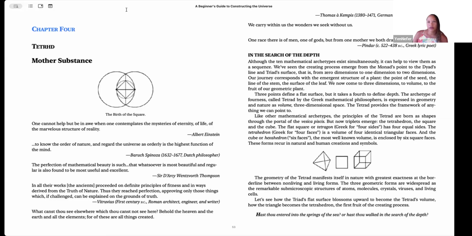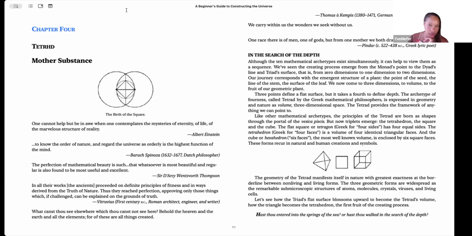In the search of the depth, although the 10 mathematical archetypes exist simultaneously, it can help to view them as a sequence. We've seen the creating process emerge from the monad's point to the dyad's line and the triad's surface. That is from 0 dimensions to 1 dimension to 2 dimensions. Our journey corresponds with the emergent structure of a plant: the point of the seed, the line of the stem, the surface of the leaf. We now come to 3 dimensions, to volume, to the fruit of our geometric plant.